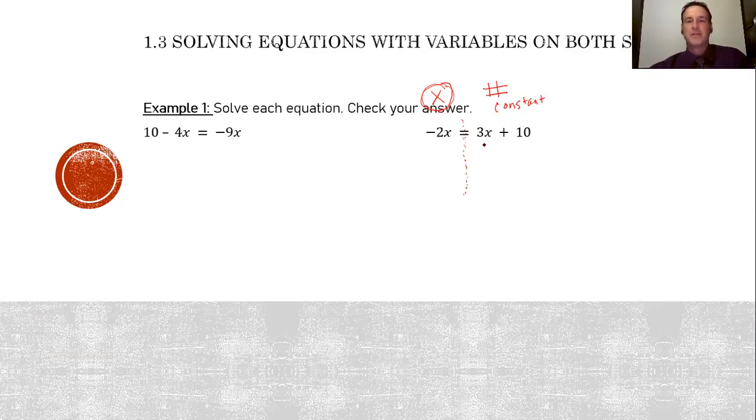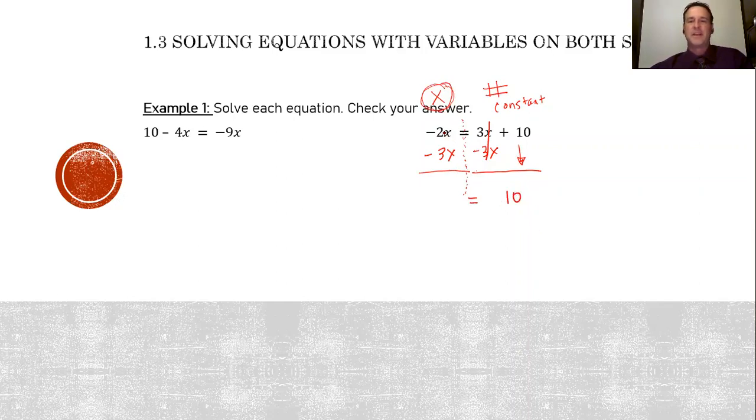Okay, so here's what I'm going to do. I've got to get rid of this 3x. And to get rid of the 3x, I'm going to do the opposite of that. We're going to do the additive inverse in this case. And the inverse of a positive 3x is to subtract 3x. And whatever I do to one side, I have to do to the other side. Okay. Now, that'll allow these to go away, and the 10 will come down.